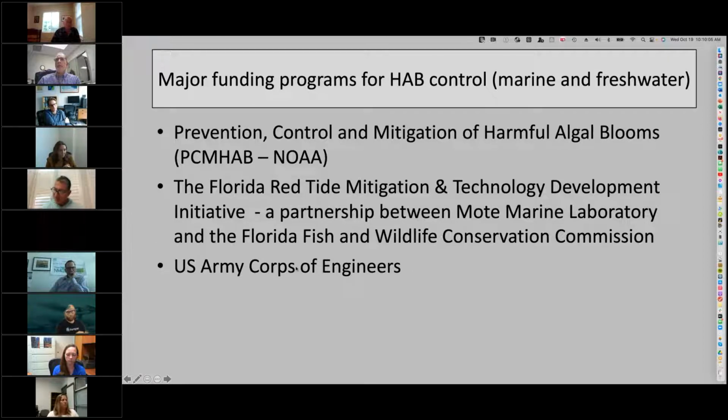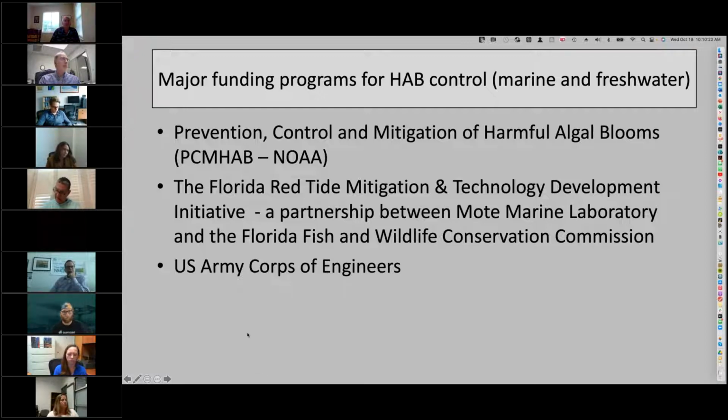And I could add that there's a lot of money now from the U.S. Army Corps of Engineers to deal with freshwater bloom control. So there is money going out there and new projects, and we have funding from those two, from the PCM-HAB and then the MOTE initiative.